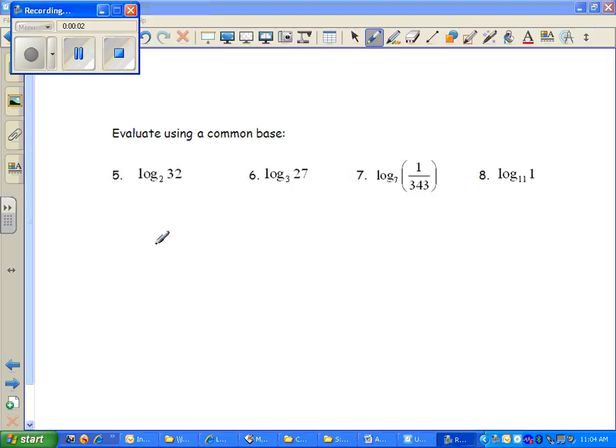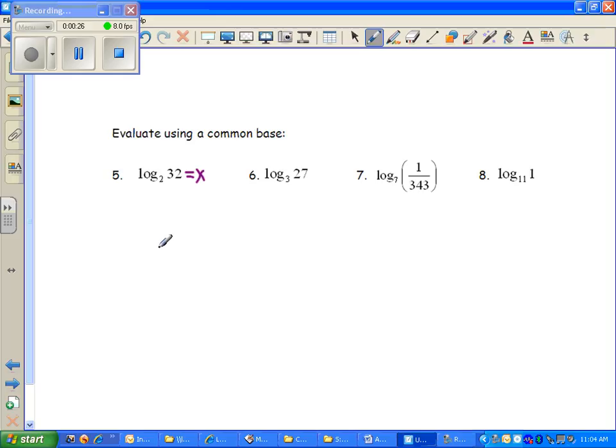At the bottom of the first page, you have this set of problems where you're evaluating using a common base. You will have to do this type of problem with no calculator. The test is pretty much half no calculator, half calculator based. So when they ask you to evaluate using a common base, first you need to set this equal to x.